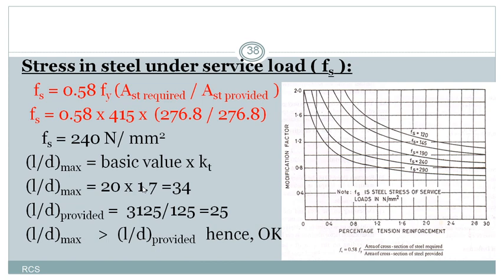So according to the modification factor, I can calculate what L by D maximum is. The basic value for a simply supported slab is 20 and the modification factor is 1.7. If we multiply it together, we will get 34. So what is the provided one? L by D provided, where L is Lx, 3125 mm, by effective depth 125. If you divide 3125 by 125, we'll get 25. From these two values, we can say our L by D maximum is greater than L by D provided. Hence our slab is safe in deflection control.